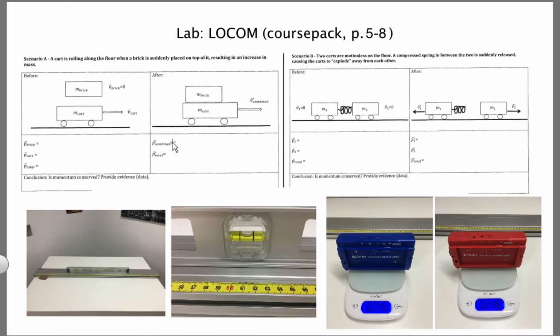Now, once the brick is on the cart, you now have a combined system of two objects that are touching. So you're going to find their total mass and therefore the total momentum. Now the object I'm going to drop on here is actually a 200-gram standard mass, which you've seen me use before. So that's going to go on top of the brick, the cart, which is 246 grams. So just keep that in mind.